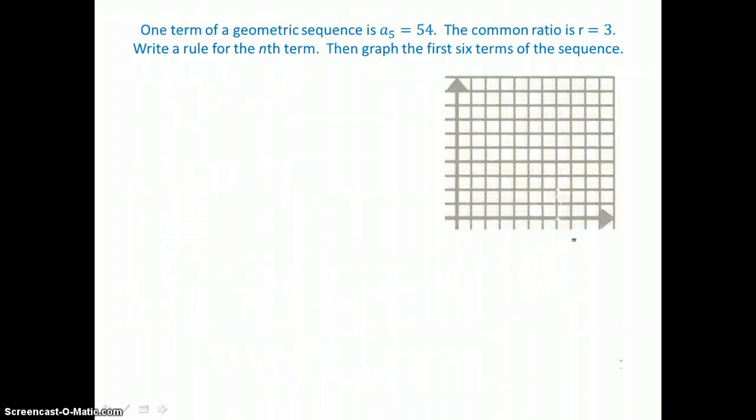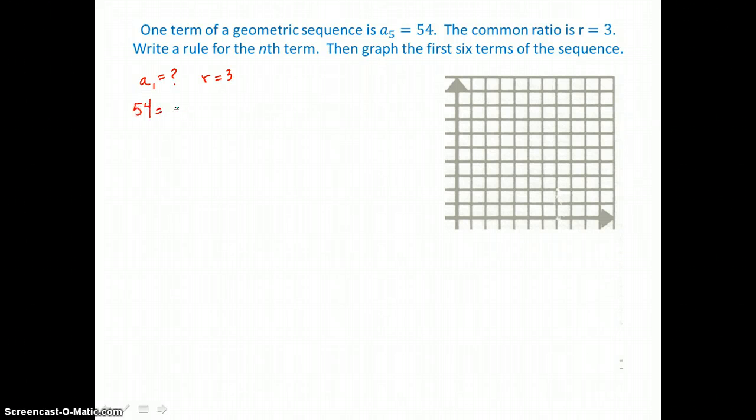One term of a geometric sequence is 54. It's the fifth term. The common ratio is 3. We want to write a rule for the nth term, then graph the first 6 terms of the sequence. So we need the first term. It's not given. We have a common ratio of 3. So to find the first term, we'll use that fifth term of 54.